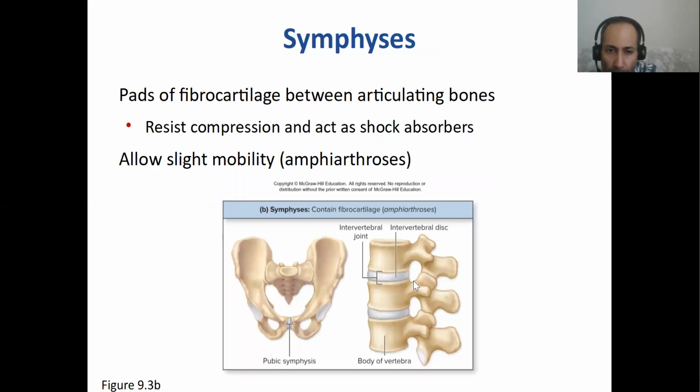Symphyses, two examples. Pubic symphysis, right here. We talked about that joint before. Here's the subpubic angle. So who is that? A male or a female? That's a male, correct. Subpubic angle is less than 90 degrees, an acute angle. And the other place where you have a symphysis is in the intervertebral discs, in between the vertebrae, as you can see here.